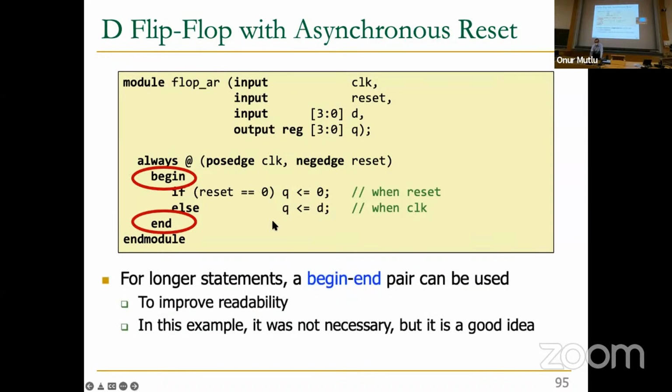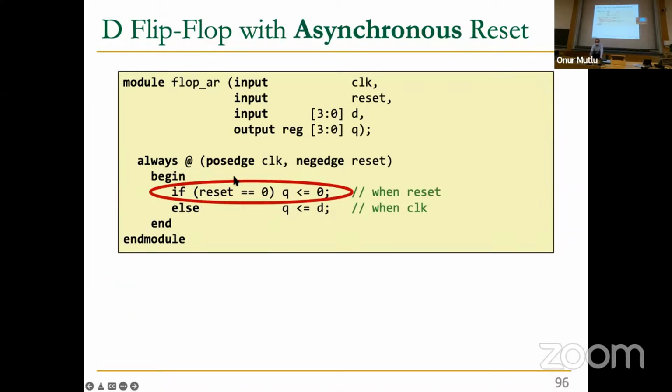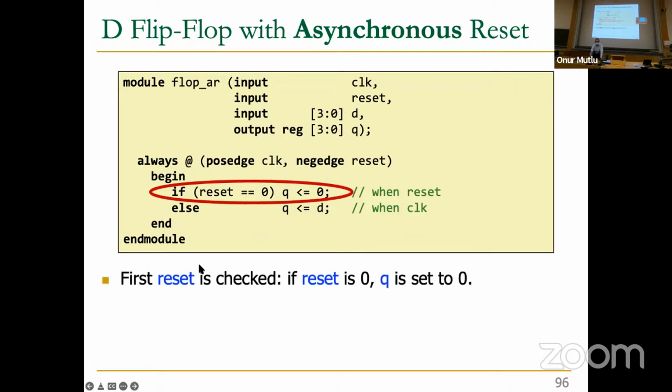So let's take a look at what happens. Clearly I've used begin and end here, as I mentioned earlier. For longer statements under an always block, you use begin and end. In this example, it's not necessary, but a good idea in general. So here, let's take a look at what happens. If reset is equal to 0, then the output of the flip-flop gets 0, regardless of the clock. So you first check the reset. Is reset 0, Q is set to 0. Because when reset goes from 1 to 0, independently of the clock, the statement gets executed, right?